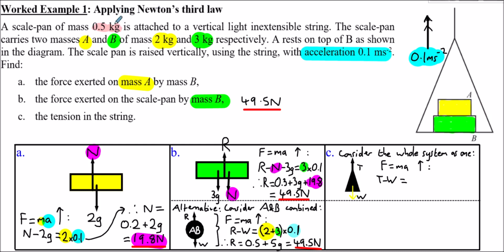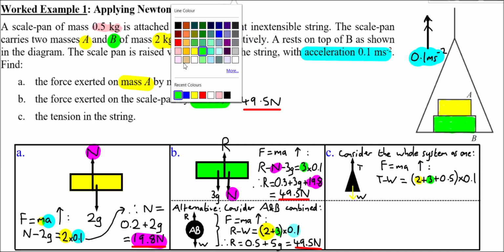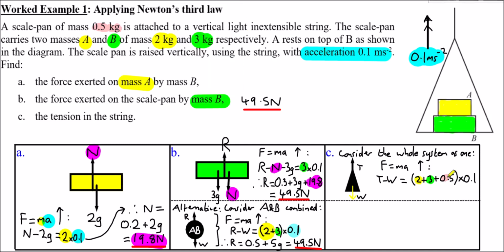So I've just highlighted here, the mass of the scale pan is 0.5. So the total mass of everything is going to be 2 for A, 3 for B, 0.5 for the scale pan, multiplied by the acceleration, which is 0.1. So just labelling this in here. So 2, that's A. 3, that's B. 0.5, that's the mass, sorry, of the scale pan itself. And the acceleration is 0.1.